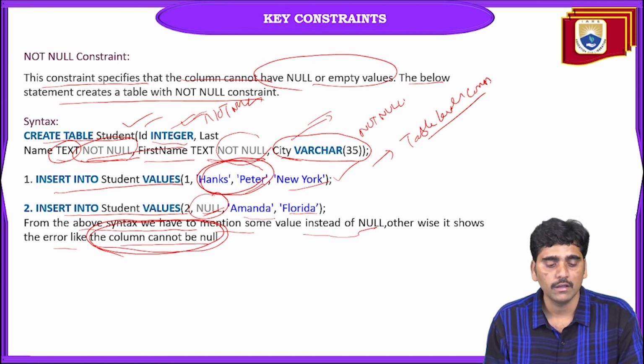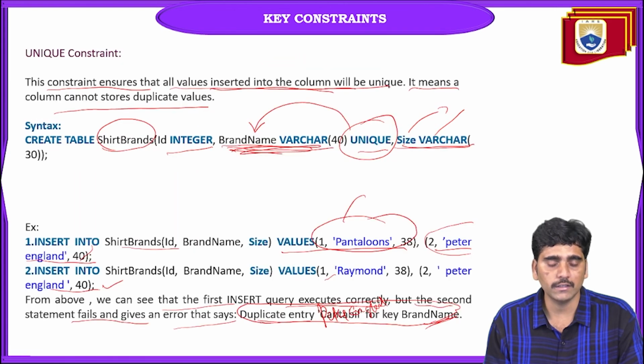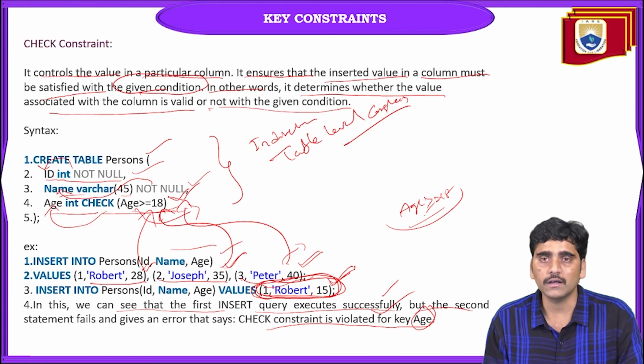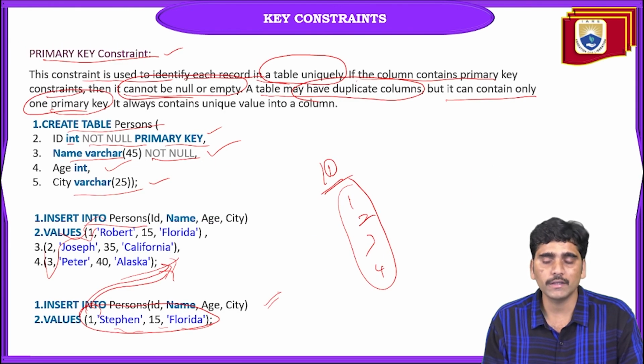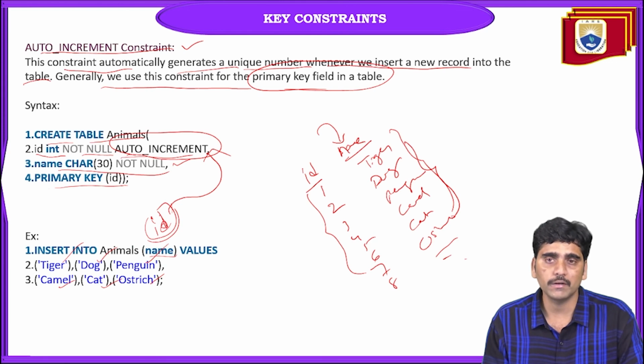So that is what we understand from this constraint. Not null constraints, unique constraints: it maintains unique values. Check constraint: it maintains the conditions based on the values that you entered. And default constraints: if you are not specifying any value for a particular column, it takes the default values. And primary key constraints: it doesn't allow duplicate values and it doesn't allow empty column values.